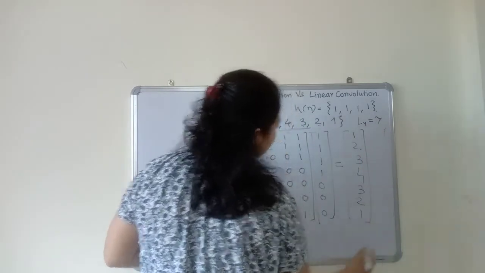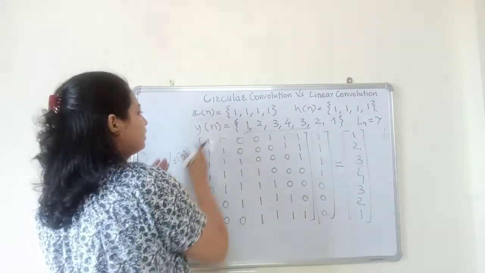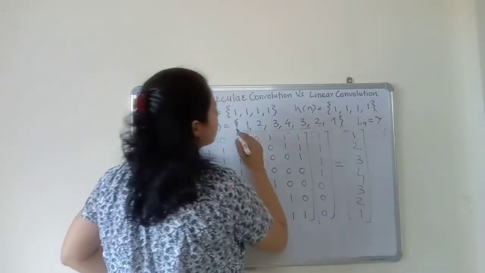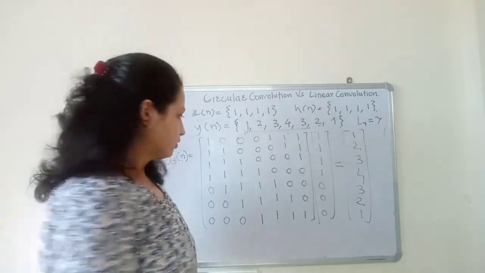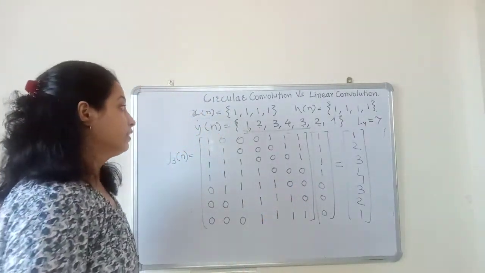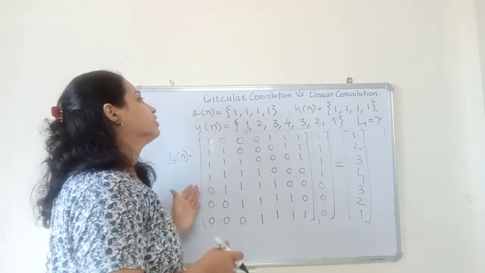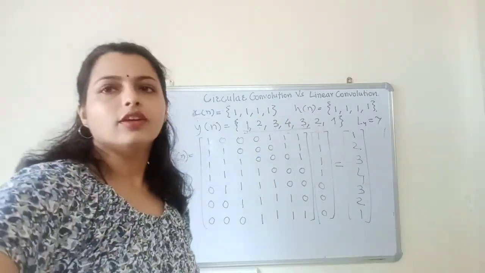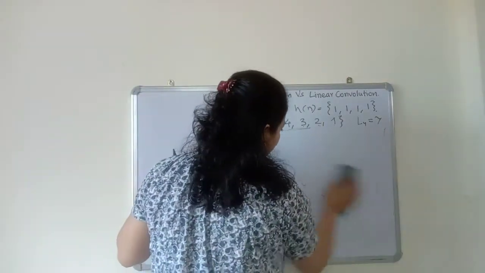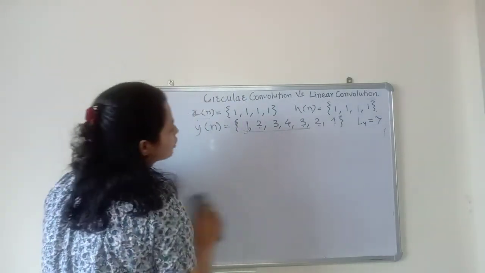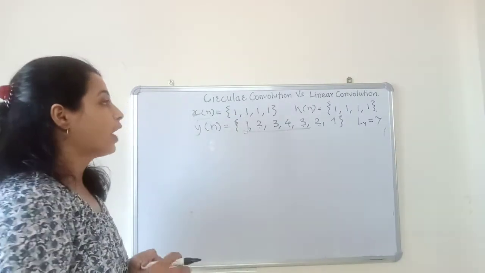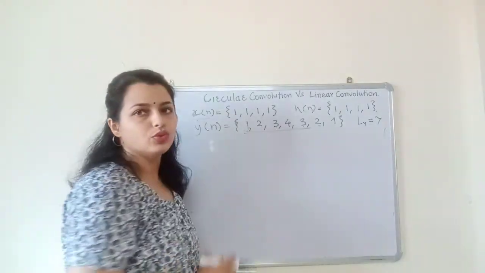So in this case you can check y3 of n is equal to y of n. So 1, 2, 3, 4, 3, 2, 1. All samples are the same. So with this 0 padding, 3 zeros, we are getting this circular convolution which is equivalent to our linear convolution. Okay. So we can say that for getting linear convolution output with the method of circular convolution, you have to pad zeros to the sequence.